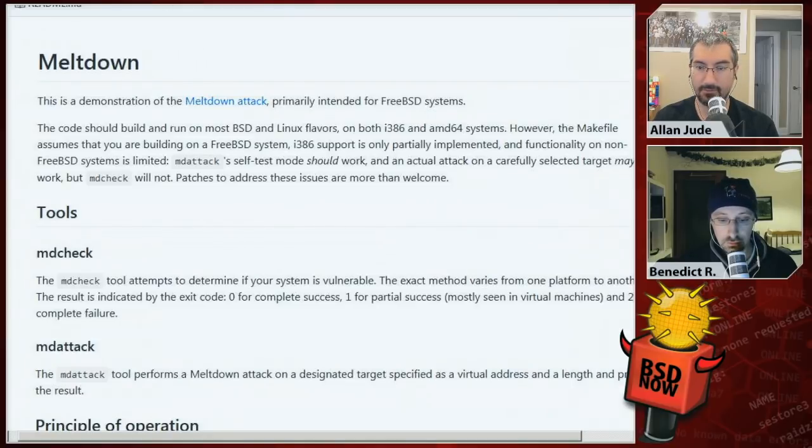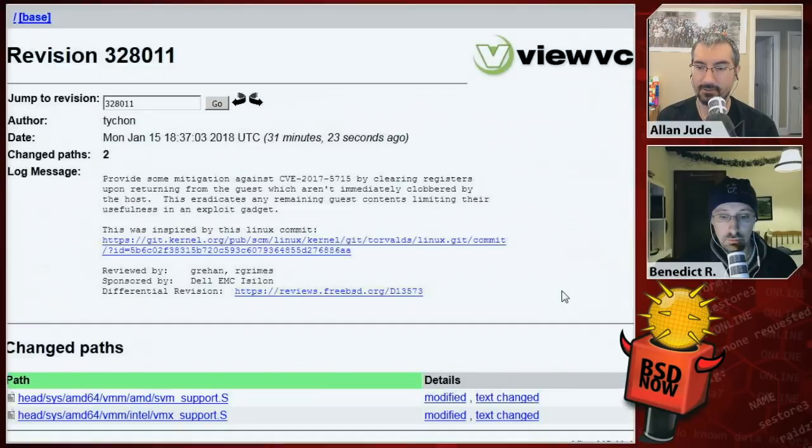There's also been a patch for Beehive. As you saw, most of the hypervisors have problems with some of the Spectre vulnerabilities. In particular, this first commit to Beehive provides some mitigation against one of the CVEs, the 5715, which is Spectre variant 2. And it clears a bunch of the registers upon returning from the guest, which aren't immediately clobbered by the host. This eradicates any remaining guest contents, limiting their usefulness in an exploit gadget. So that makes it harder for an attacker in the VM to affect the host system.